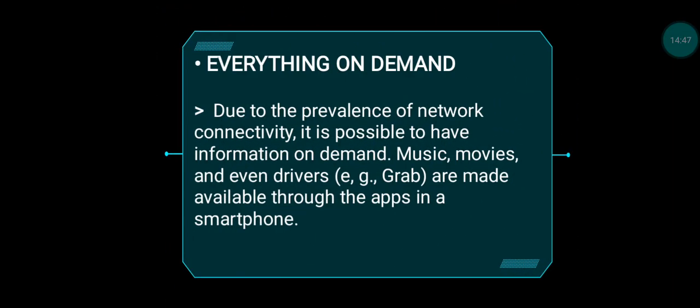So the last one is everything on demand, which due to the prevalence of network connectivity, it is possible to have information on demand. Music, movies, and even drivers are made available through the apps in smartphones, which means that people can instantly access the services, entertainment, or information through the internet whenever they need it. This is made possible by mobile apps and network connectivity.